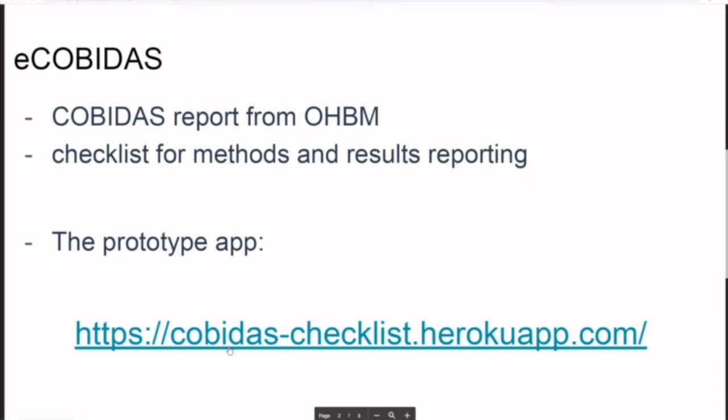That way we would have a more comprehensive way to report methods that would be embedded in the end in a small text file, a JSON file. We have a prototype app at the moment, which is really bare bones of what we're trying to do, and it's based on the metadata that you would need to report if you want to upload your fMRI or neuroimaging data in general to NeuroVault.